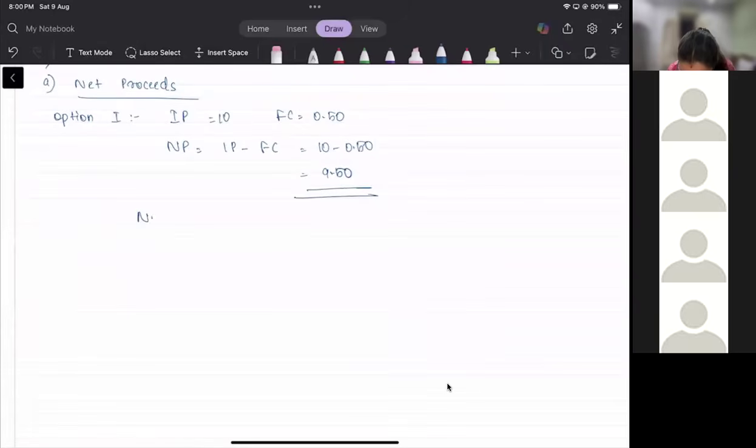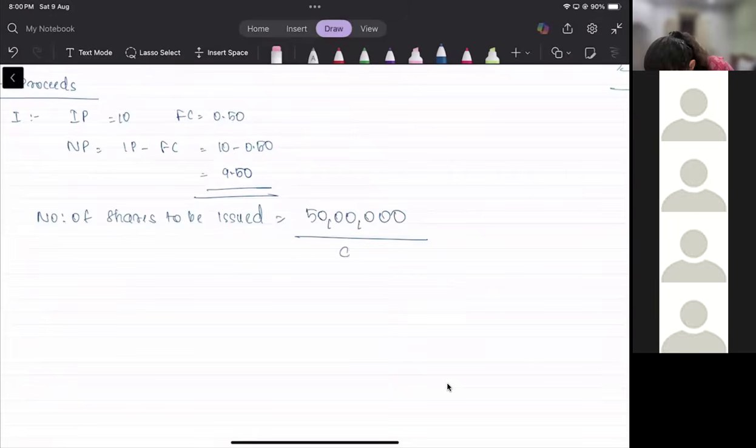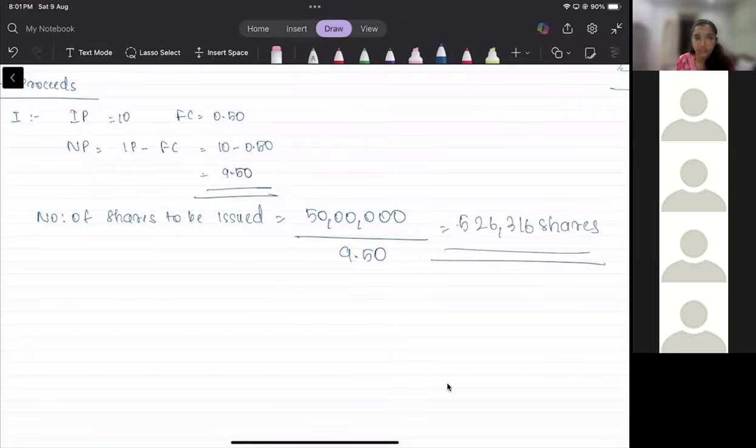Now tell me, how many shares should be issued? How will we find out? How much amount do we need? We need to raise 50 lakh rupees. Per share, we will be getting 9.5. So, how many shares are we going to raise? If you divide it, you will get 5,26,316 shares. Correct, good.